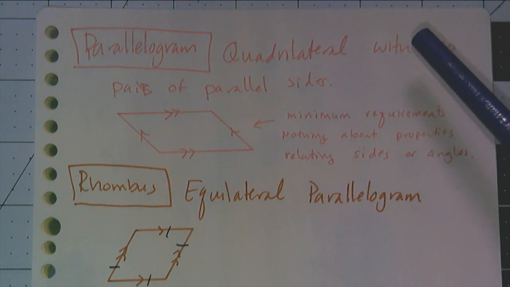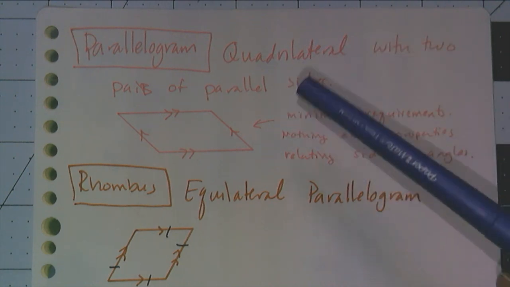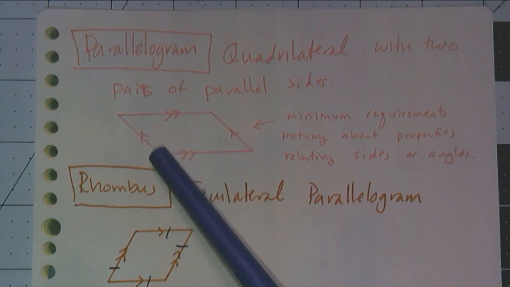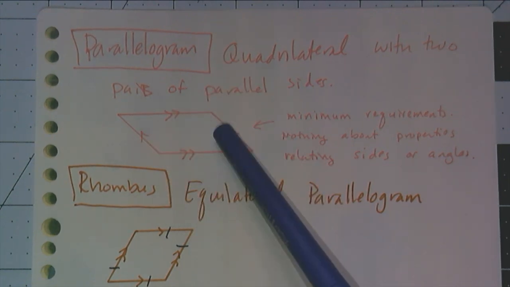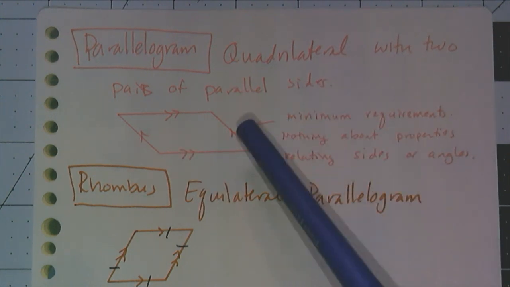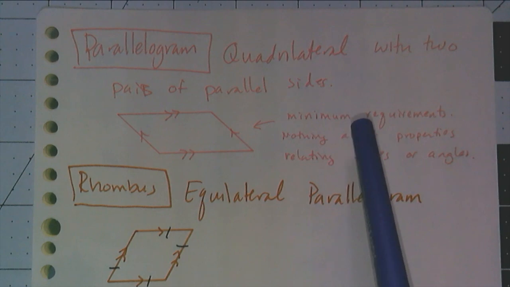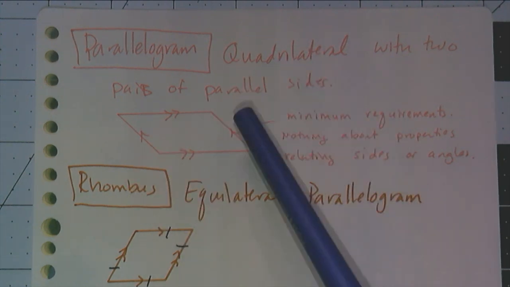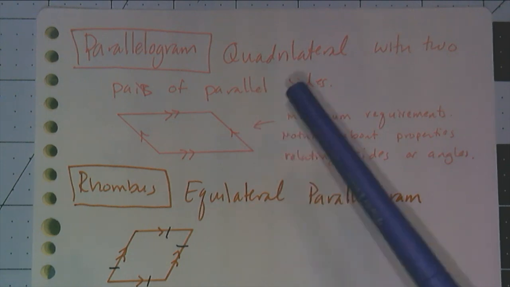which is a quadrilateral with two pairs of parallel sides. So you see I used my templates to draw the parallelogram shape, and I have one set of parallel sides, second set of parallel sides. Now this is the minimum requirement for something to be a parallelogram.